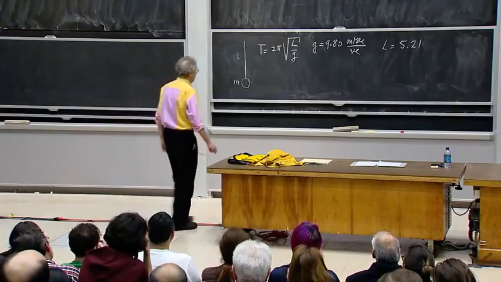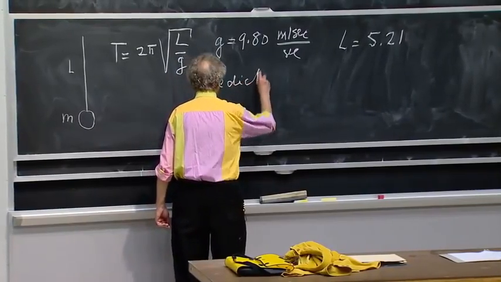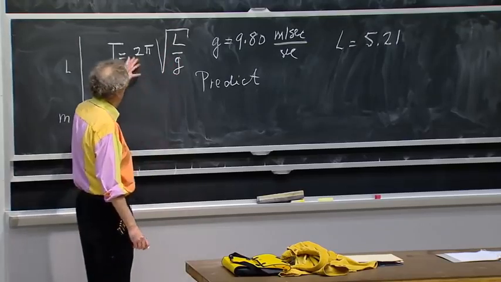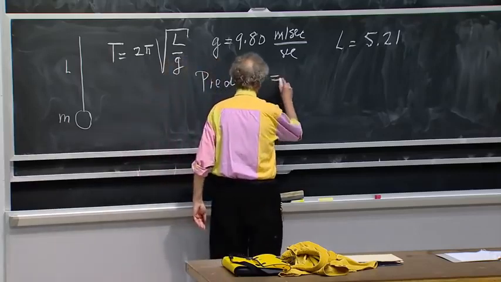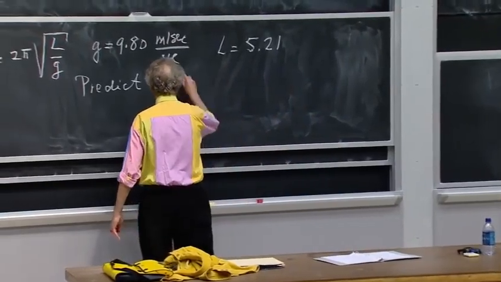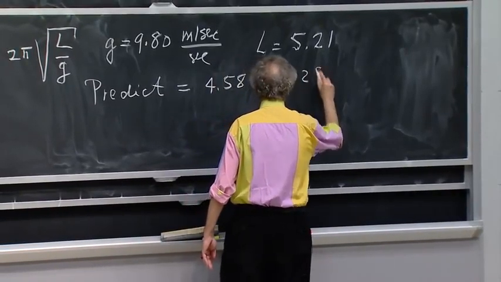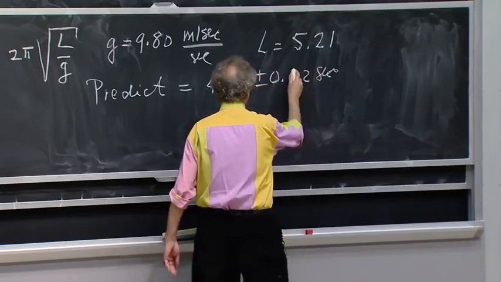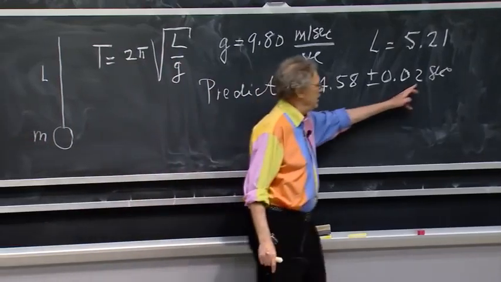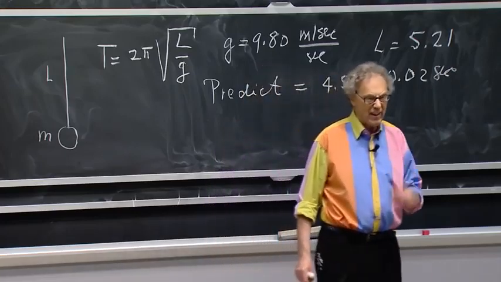So now, I can make a prediction. I predict, using this equation, that's all I do, I put in 5.21, I put in 9.80, I multiply by 2 pi, and I make the prediction that the period of that pendulum is 4.58 plus or minus 0.02 seconds. Why the plus or minus 0.02? Well, that is the 0.5% uncertainty due to the square root of L. And you can immediately see that 2 is about 0.5% of 458. So my prediction can be no better than that.